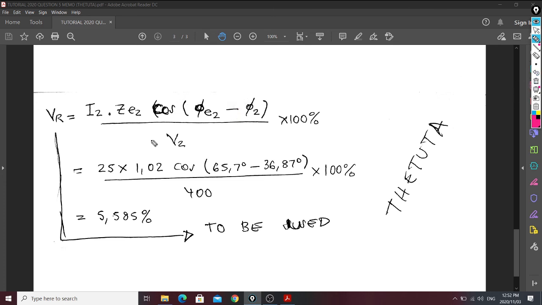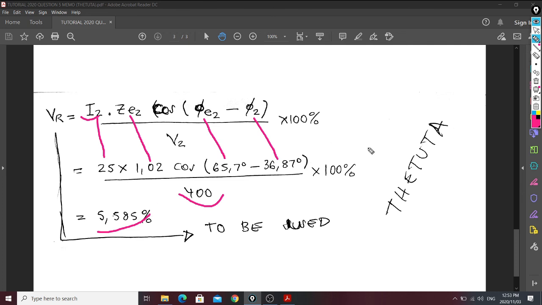So our I2 we got was 25. Our ZE2, the magnitude is 1,02. The angle of that ZE2, the one we got, was 65,7 degrees. The power factor angle that was given to us was 36,87, the angle. And our V2 is that. So if you apply this formula, you can see that the answer you got is the same as the one that we did from the previous calculation.